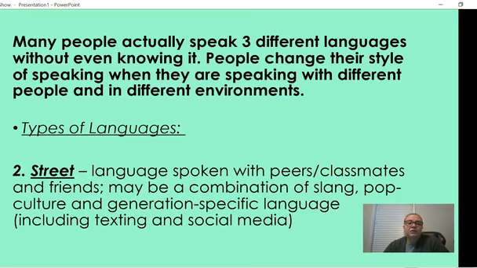Then there, of course, is street language. That's the language that we speak with peers and classmates, friends, and it may be a combination of slang, something you hear in pop culture, or it might be generation-specific language. So if your grandmother asked you about your birthday party and you said, oh, it's going to be lit, she might think, sure, there's going to be birthday candles. Okay, she might not know what you mean by that.